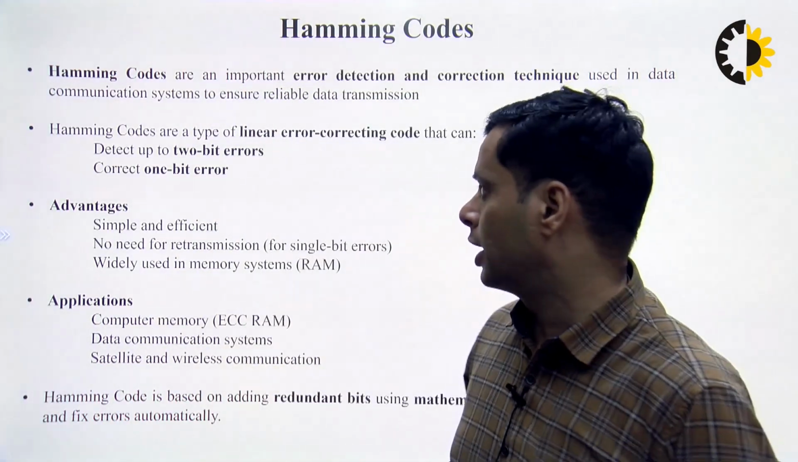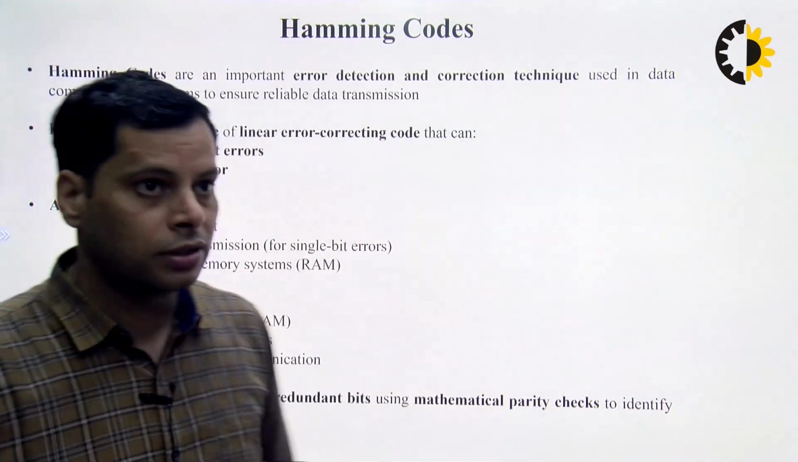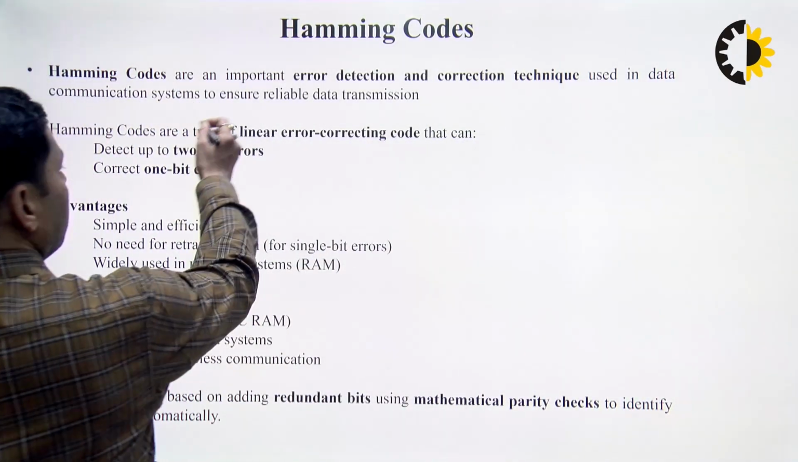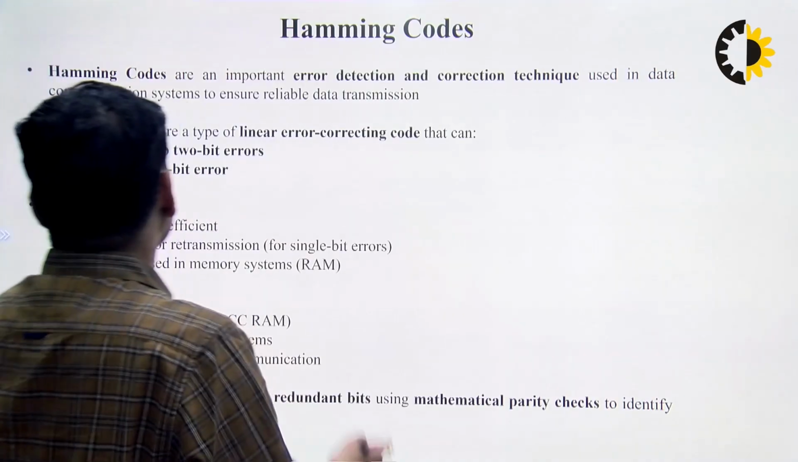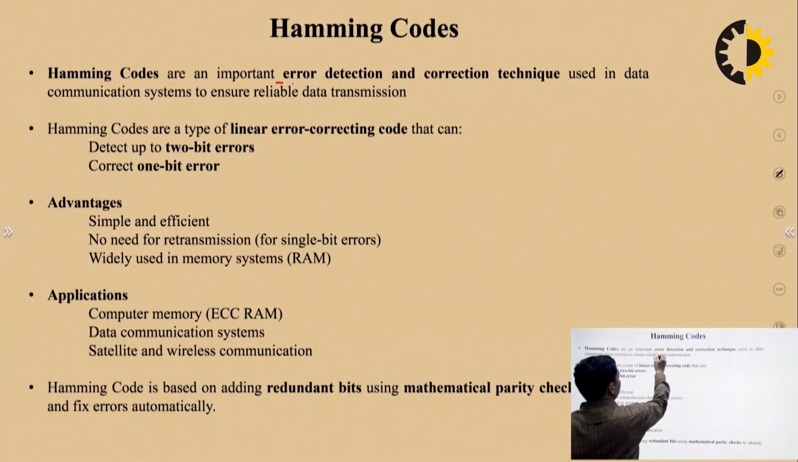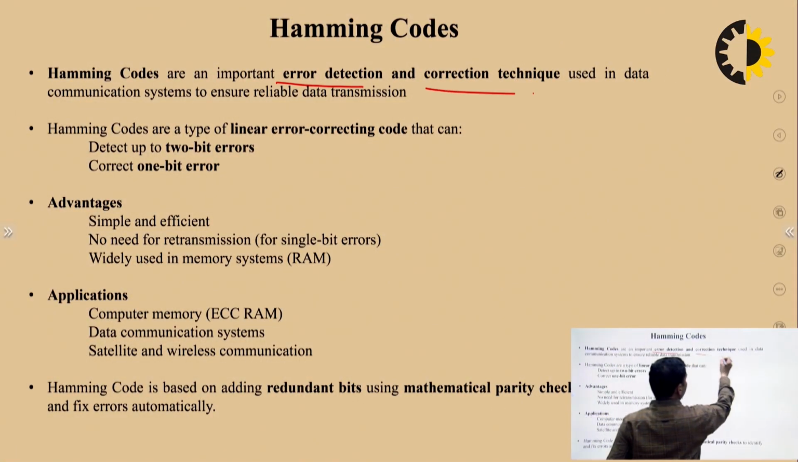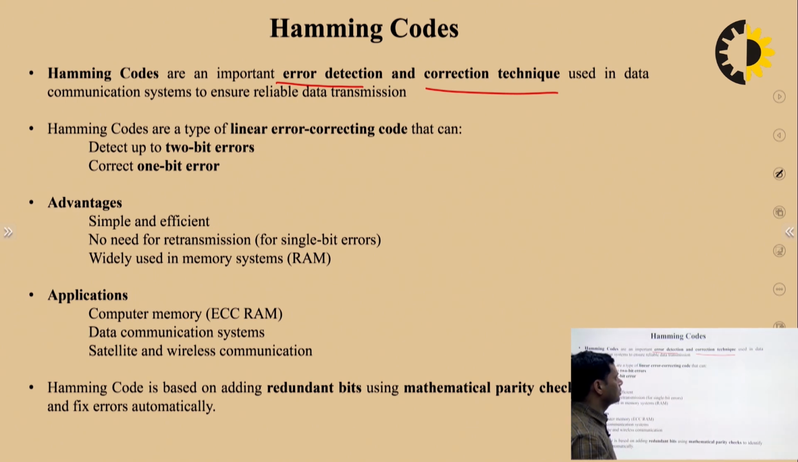Hamming codes are an important error detection as well as correction technique used in data communication systems to ensure reliable data transmission. The thing that I have underlined here is the error detection.